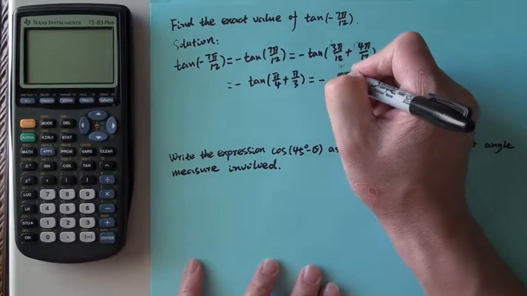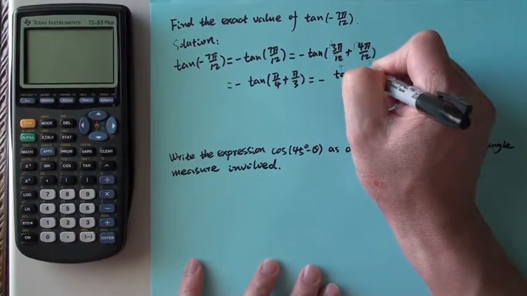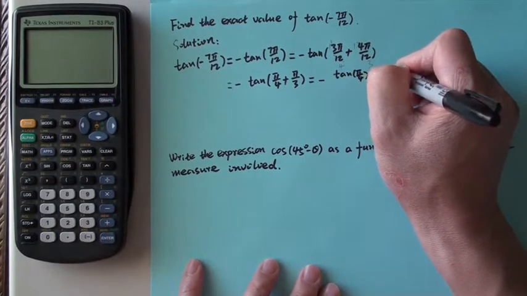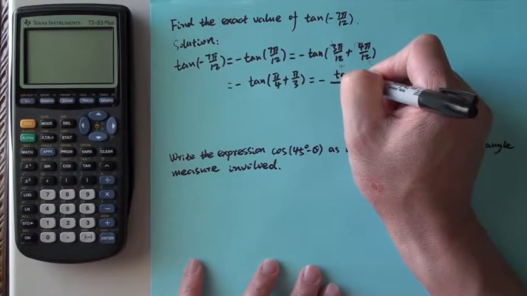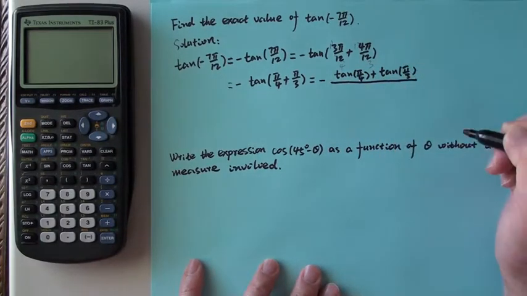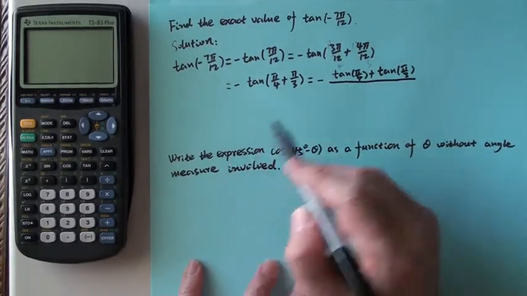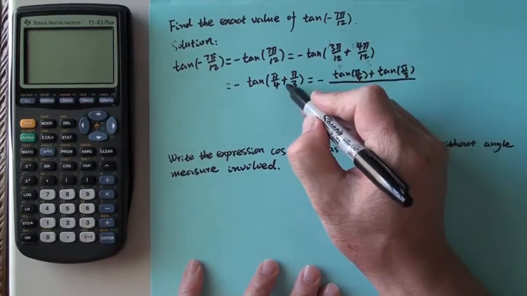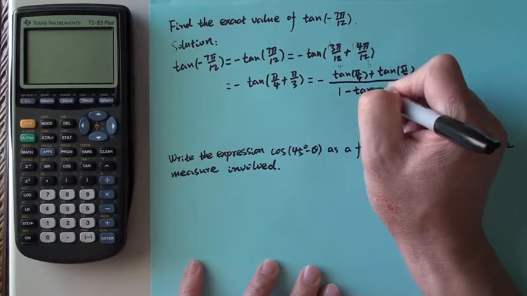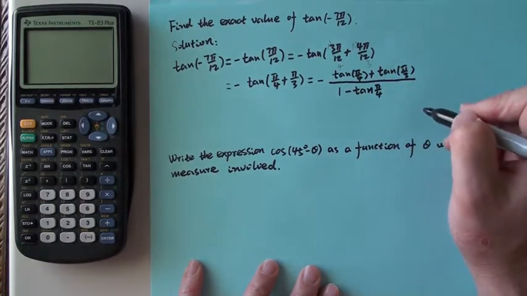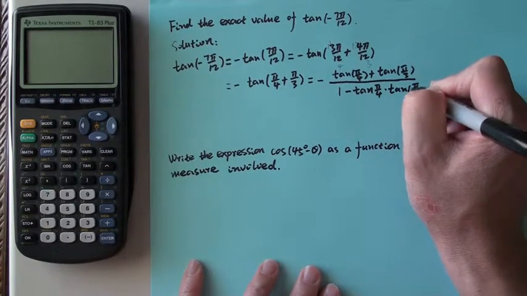Down here you have tanh pi over 4 plus tanh pi over 3. That's upstairs. Upstairs is not the distributive property. We are not done yet. Here is plus, here is plus. Downstairs is always 1 minus the product of the first, tanh pi over 4, times the second, tanh pi over 3.